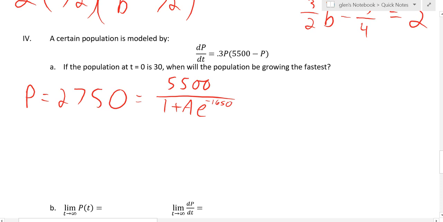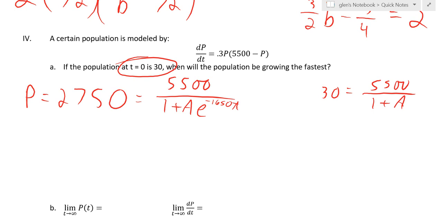But I need to know what A is. The way we find A is by plugging in the point we were given. We can do it off to the side here. I need 30 to equal 5,500 over 1 plus A. Does that make sense? Oh yeah, there should be a T on there. Thank you. Sorry, I lost track of what I was doing there. That's how we find A: you plug in the point and you solve it.